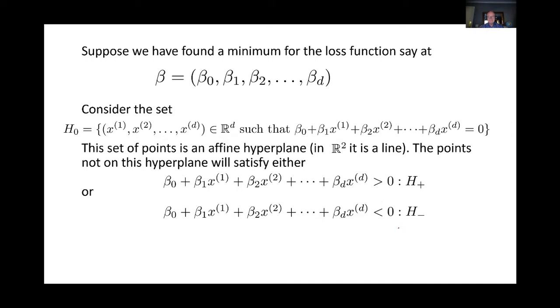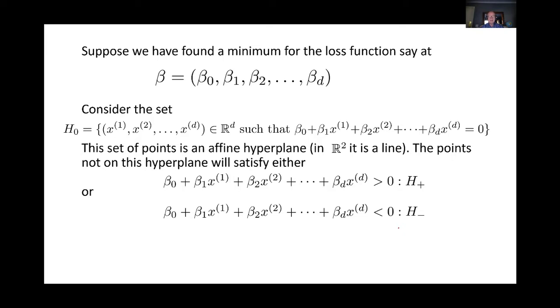So what can we do with this? Suppose we have found this minimum of the loss function. So that means we have created a model that in some sense classifies correctly as many points as possible in the training set. It may not be able to correctly classify all of them, but at least it'll do the best possible job that we can do with this model.